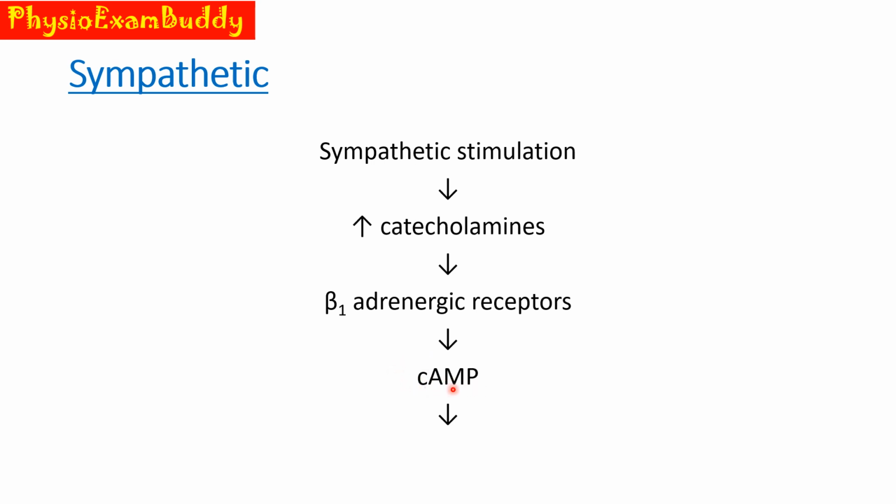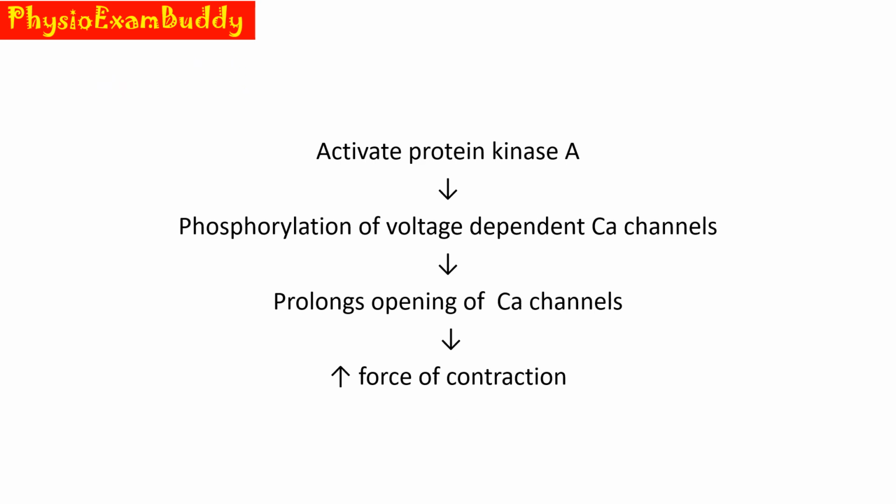You all know that cyclic AMP is a second messenger, which causes the activation of many protein kinases, especially protein kinase A. So whenever this intracellular enzyme protein kinase A is activated, it causes phosphorylation of the voltage dependent calcium channels, and it prolongs the opening of the calcium channels, which causes an increase in the influx of calcium, thereby causing an increase in the force of contraction or myocardial contractility, thereby increasing the stroke volume.